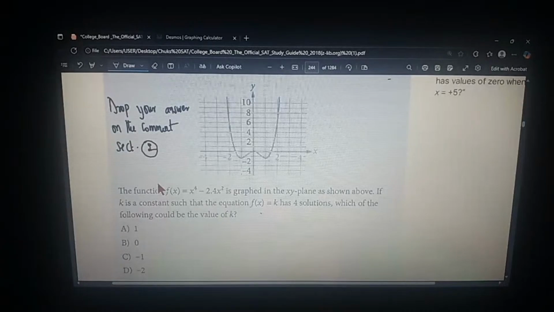Like I said, most of the questions in this section are Desmos compatible. I'm going to be showing you how to solve most of these questions with the Desmos graphing calculator. That will save you a lot of time on test day. So guys, you don't have to solve this problem manually.